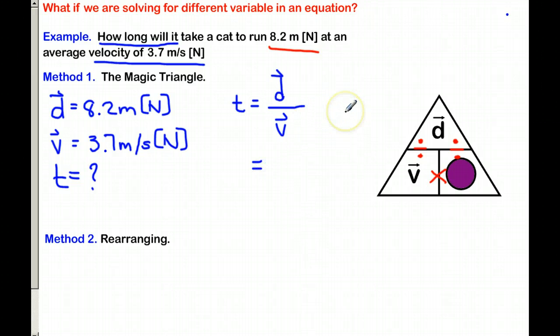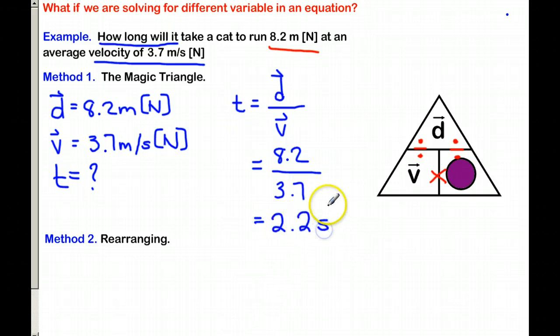Okay, and now you're just going to substitute your values in. 8.2 divided by 3.7 and figure out what your final answer is. And what we get is 2.2 seconds.